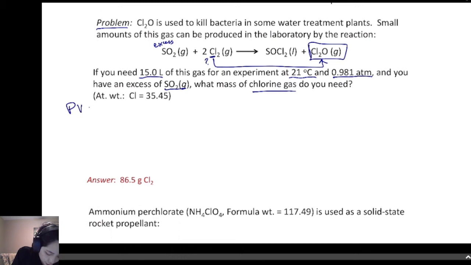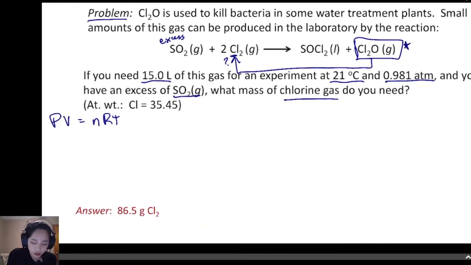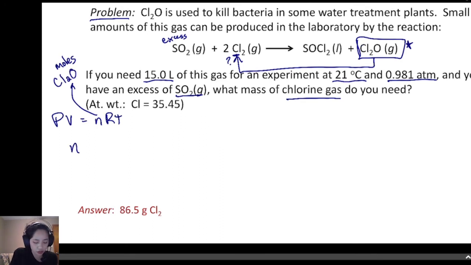So PV equals nRT. Oh wait, hold on. We want to know how much chlorine we need, but it says we want to make 15 liters of the product, and we need to back-calculate how much of the reactant we need. Sorry about that, but it still works the same. So PV equals nRT. The n that we get out of this will be moles of Cl2O. I'll rearrange to make it nicer: n equals PV over RT.